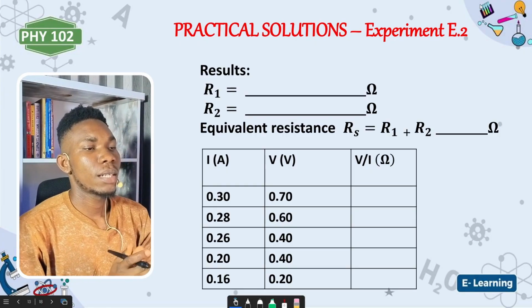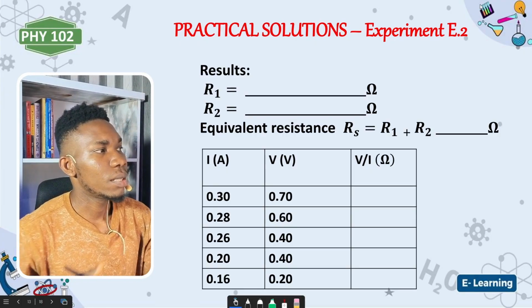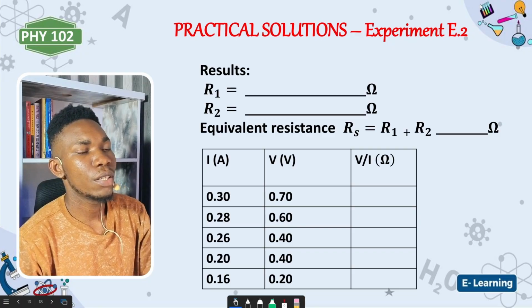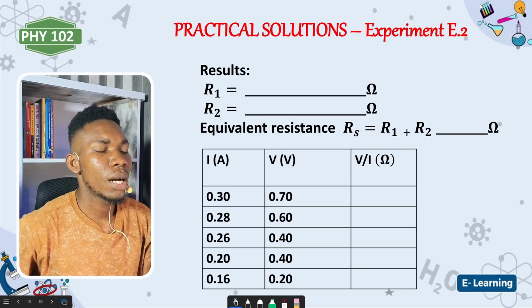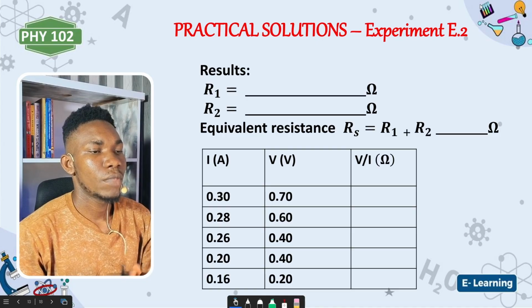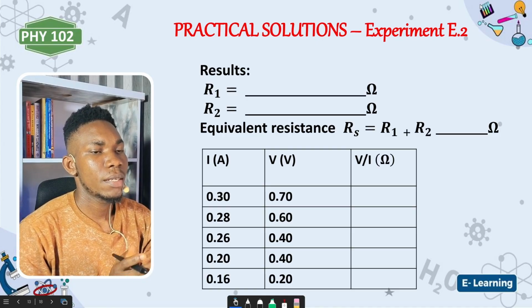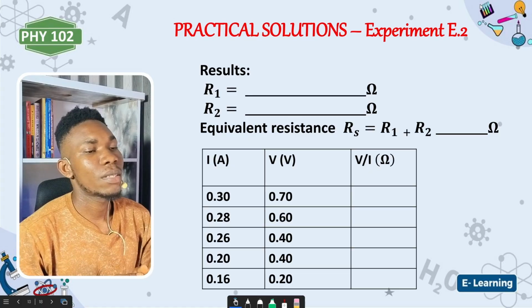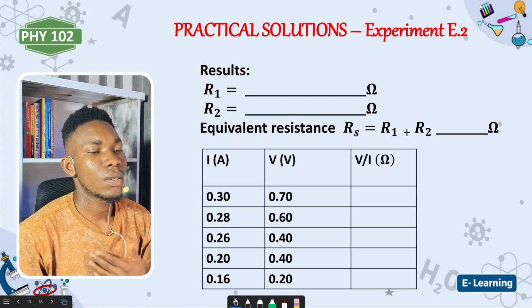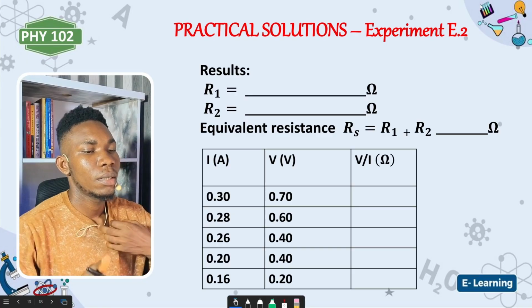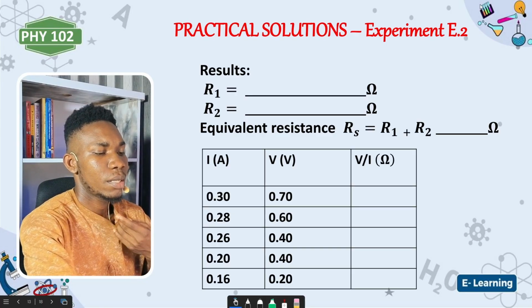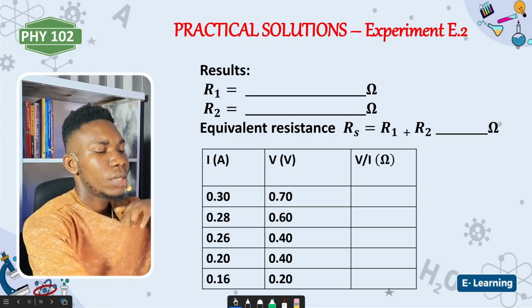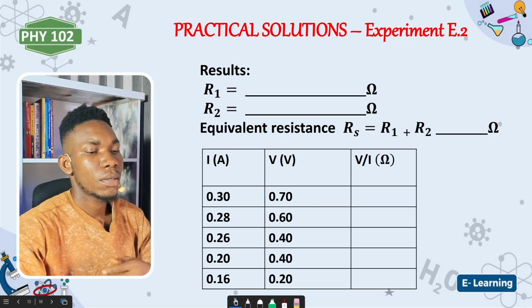We are going to start the next practical, which is experiment E2, and we are going to look at the table first. I guess this experiment is just to test your understanding of resistors in series and resistors in parallel.